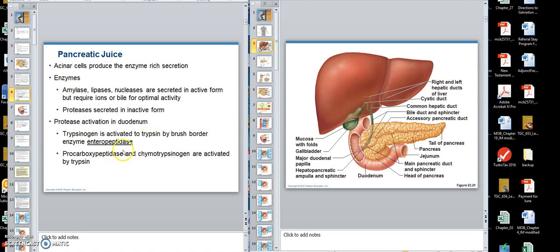Two other enzymes are also made that are protease: procarboxypeptidase, inactive, and chymotrypsinogen. But once trypsin is made, trypsin acts as an enzyme to activate these two. So you have to sit down and really study that yourself.